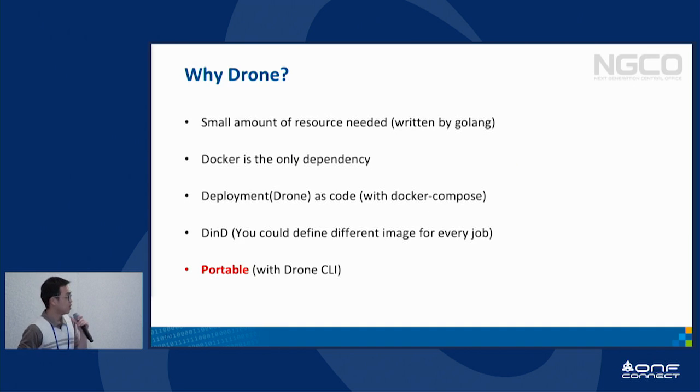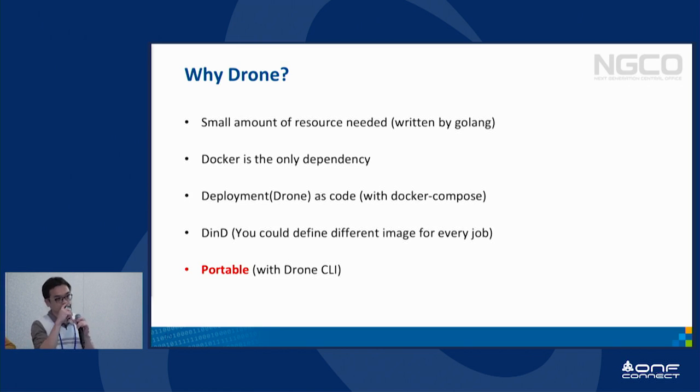Why Drone? Drone is written in Golang, so it needs only a very small amount of resources. And Docker is the only dependency. You don't have to install any other software except Docker. Deployment as code. That means if you want to make a Drone CI server up and running, the only thing you need is a Docker compose file.